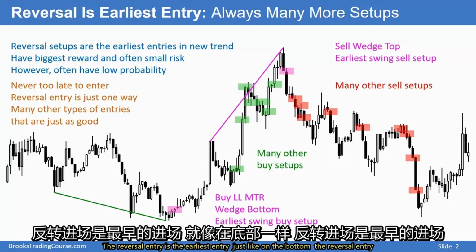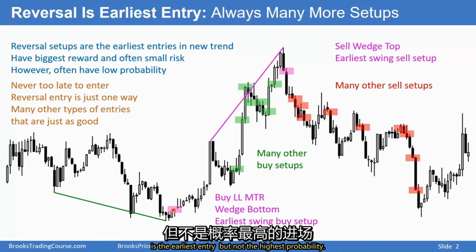The reversal entry is the earliest entry. Just like on the bottom, the reversal entry is the earliest entry, but not the highest probability.